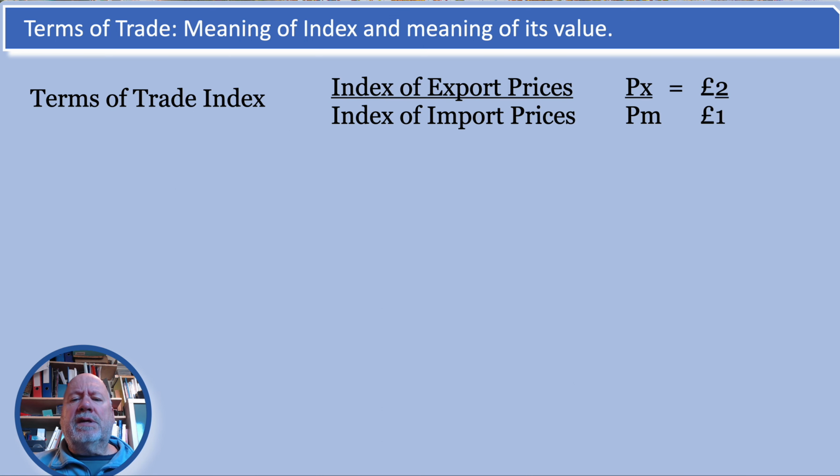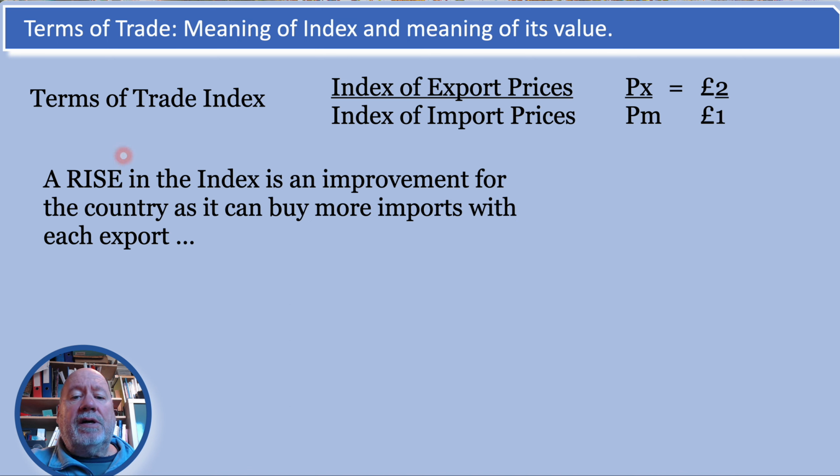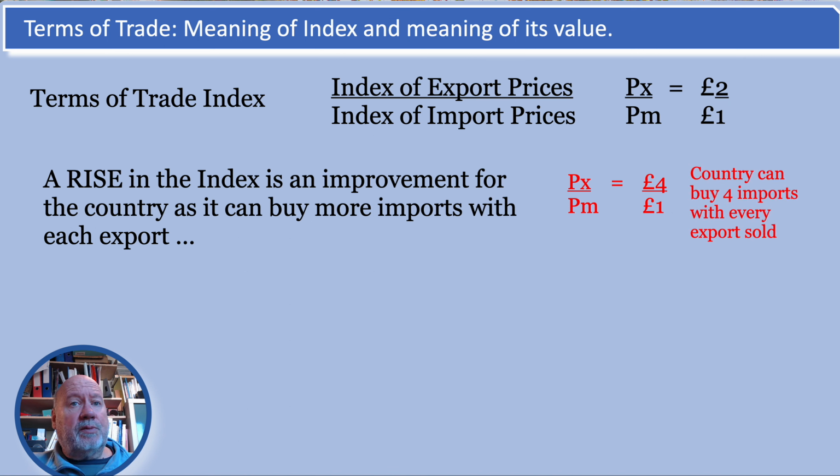So what happens if, for example, the ratio rises? So this is the example that we had, a rise in the index, and the first thing we're going to look at is a rise in the export prices. A rise in the index will mean that there's an improvement for the country because I can buy more imports. So in this case here, every time I sold an export, I could buy 2 imports. If the price of exports goes up to £4, I can buy 4 imports with it, okay, with every export.